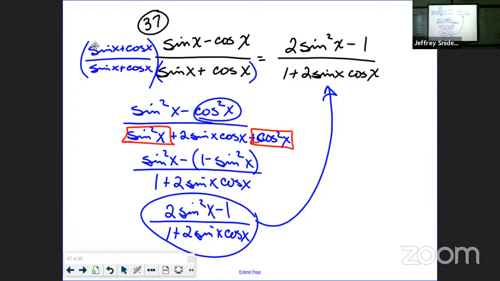The sine squared x minus cosine squared x? How does that get to sine? Because cosine squared x can be replaced using the Pythagorean identity with 1 minus sine squared x. You gotta distribute the negative through. So you get a sine squared x plus another sine squared x, that's 2 sine squared x's. And then the minus 1.